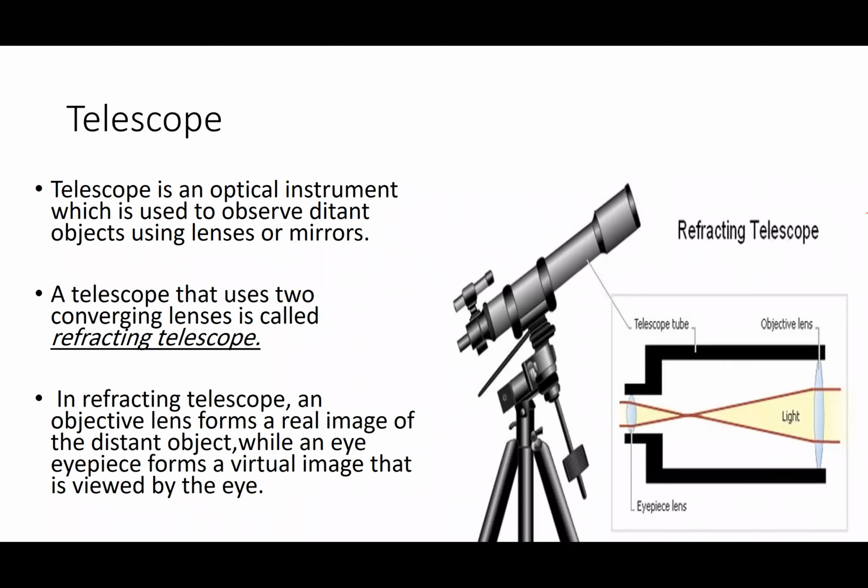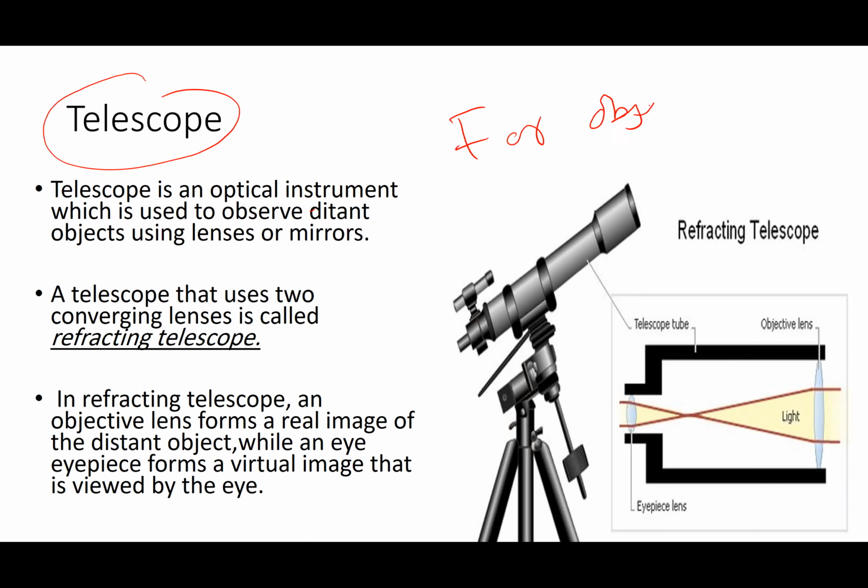Now, telescope. Telescope is an optical device. Here you can say that telescope is an optical device which is used to observe distant objects using lenses or mirrors. For example, to view far objects, we use telescope.